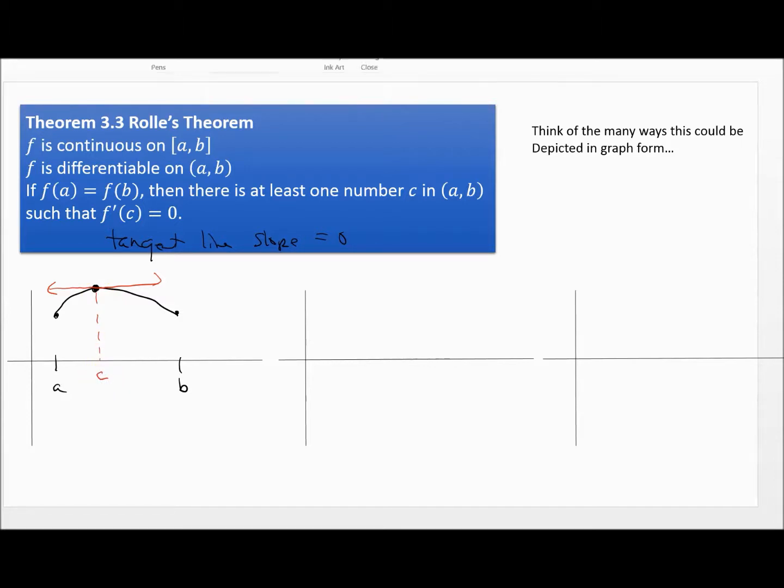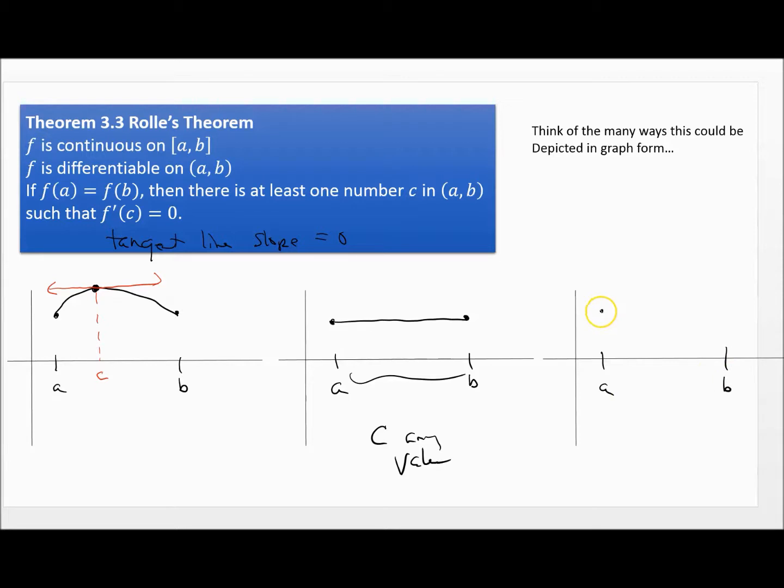Okay? Think of the many ways that you could do this. See if you can trick yourself into disproving this theorem. Again, I set up f of A equals f of B. Okay? What if I just drew a horizontal line? Is there a point between A and B such that tangent line slope is equal to 0? Sure. Matter of fact, this is boring. Every point between A and B, the slope of the tangent line is equal to 0. So C could be any value up here. Any value, because the slope of the tangent line and the line are exactly the same. So that's a boring example, but it could happen.